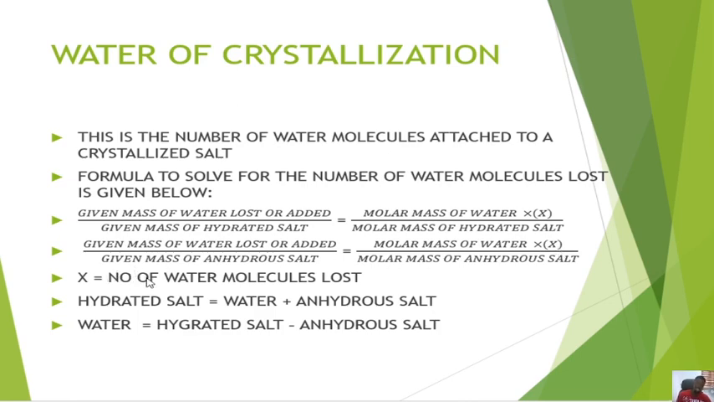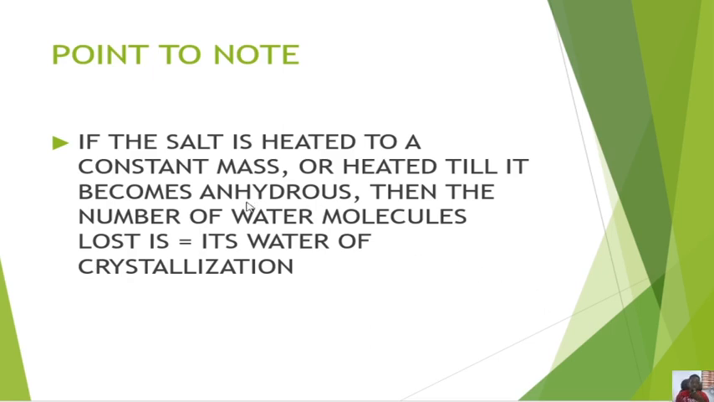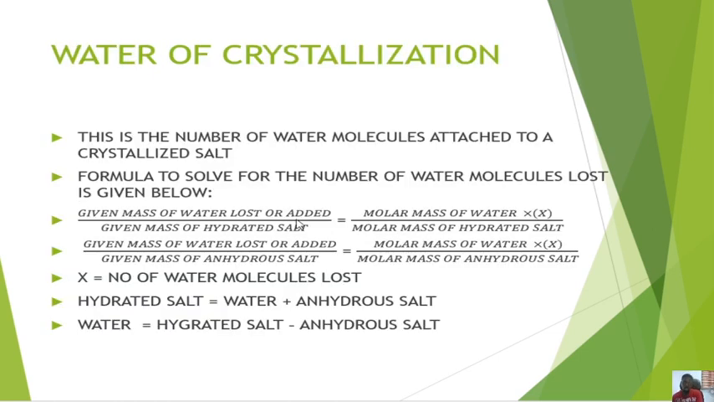So remember that I said X is simply the number of water molecules lost. But then, if the salt is heated to a constant mass or is heated till it becomes anhydrous, the implication is that the number of water molecules lost is equal to its water of crystallization. So just have that in mind, that if they tell you that it was heated to constant mass, that water that was lost is the total number of water molecules there, which gives you the water of crystallization. Heated to a constant mass means that every single water molecule has been evaporated.